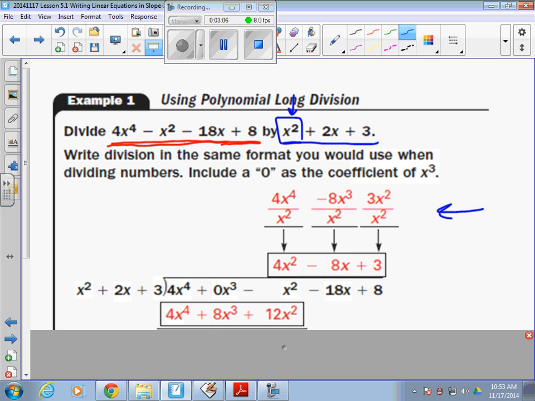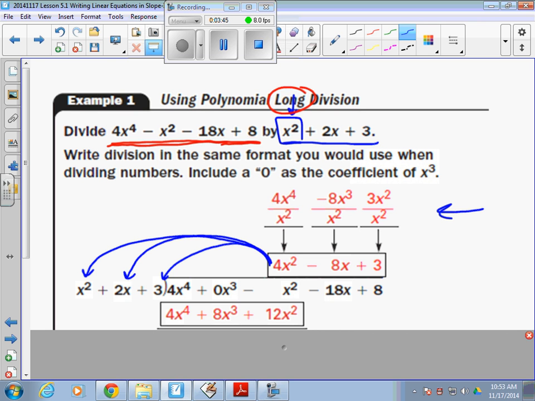And just like the old long division method, you're going to take this term and multiply it by each one of those terms. So 4x squared times x squared. You're multiplying the same bases, and that's why you get 4x to the fourth. Then 4x squared times 2x. And notice that's why this is called long division. 4x squared times 2x is 8x to the third. And then 4x squared times 3 is going to be plus 12x squared.